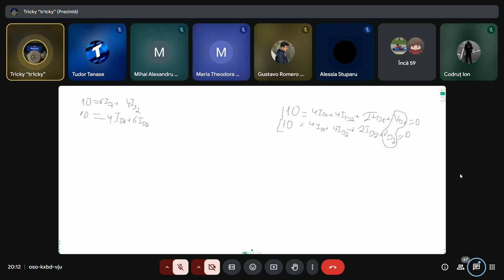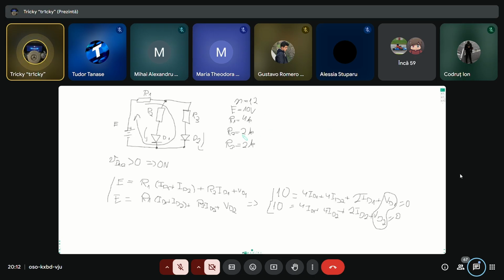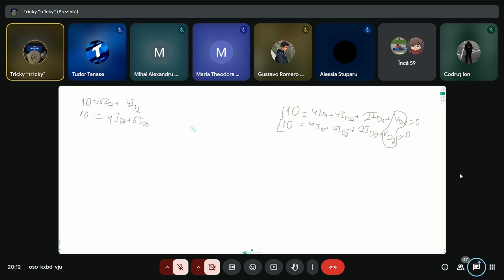I might have taken the wrong value. Yes, I did. Sorry, so our R2 is 8 kilo here. So this will become, what changes here? This will become 12 ID1 plus 4 ID2 is equal to 10, right?